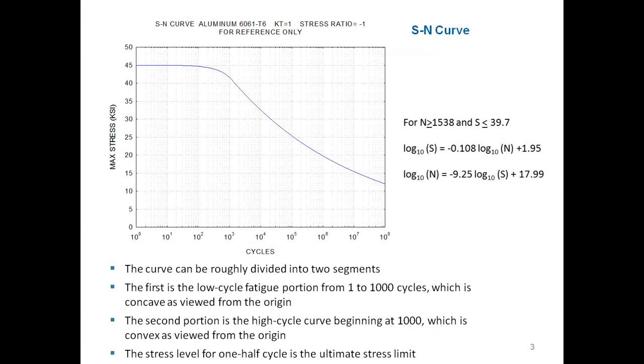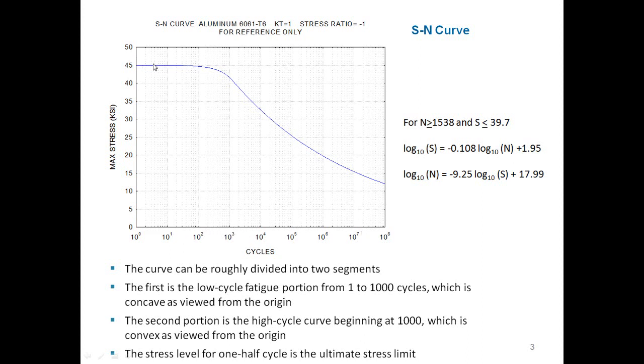Anytime we do a fatigue analysis, at least for certain types of fatigue analyses, we need an SN curve. The one I'm showing here is just for reference only, so please don't quote me on this, but it's for aluminum alloy 6061 T6, assuming a stress concentration factor of 1 and a stress ratio of -1. That means that the stress is oscillating symmetrically about the zero baseline. Along the y-axis is the maximum stress in KSI, and this is a 0 to peak stress. Along the x-axis is cycles.